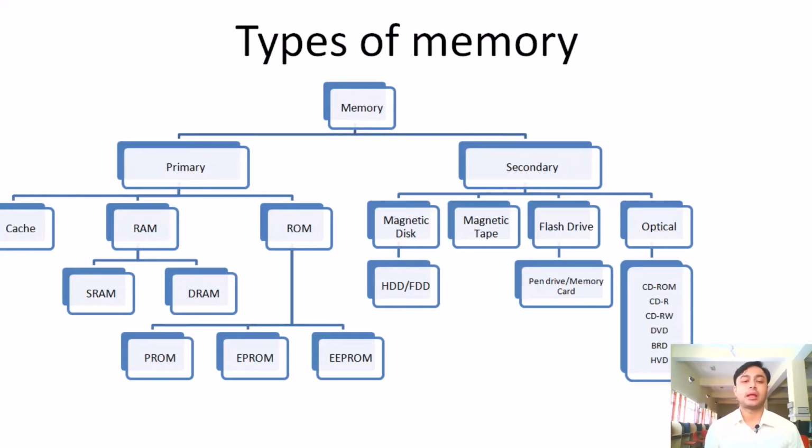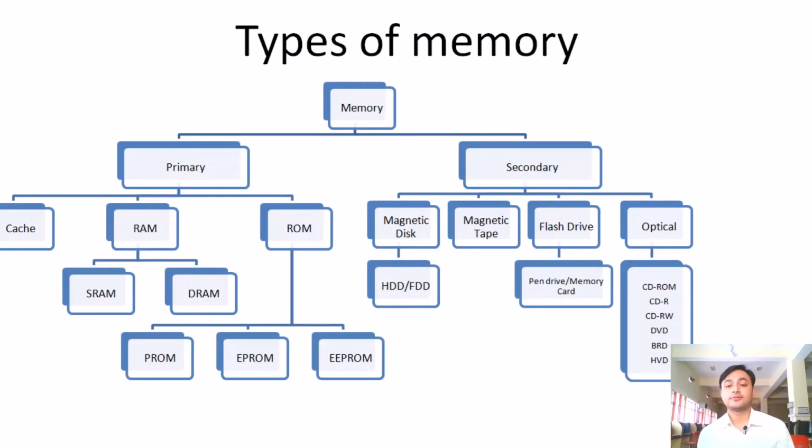In case of primary, there are three different types of memory, that is cache, RAM and ROM. In RAM, that is random access memory, there are further two types, that is SRAM and DRAM. SRAM is static RAM and DRAM is dynamic RAM. In case of ROM, it is PROM, EPROM and EEPROM. In this video lecture, I am not discussing more on the types of RAM and ROM. I will discuss later on the types of RAM and ROM and secondary memory. Here I will discuss the difference between primary and secondary.